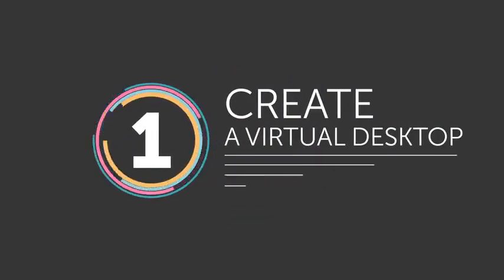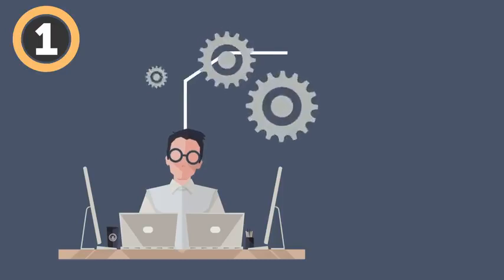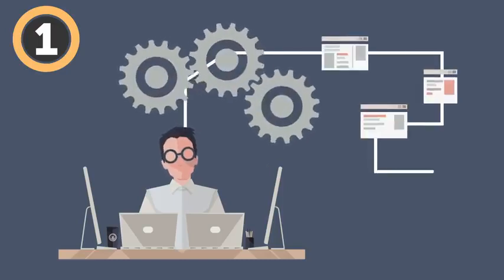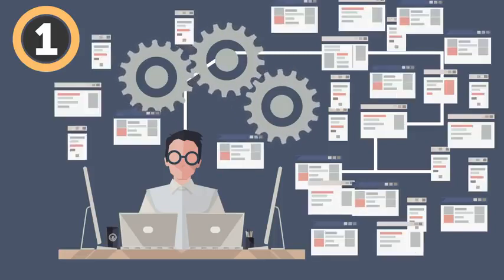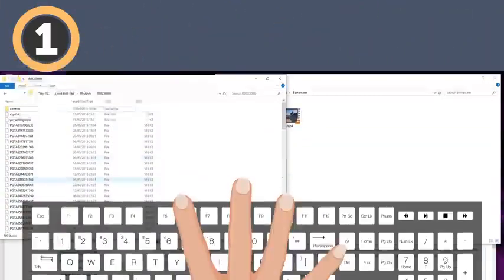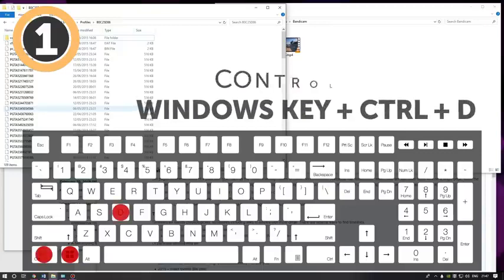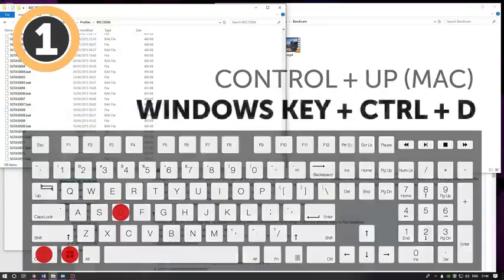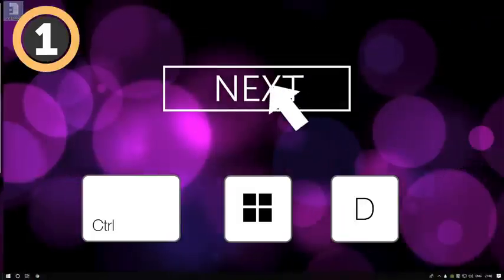Number 1. Create a virtual desktop. Imagine you're in the middle of some work project or research you've been doing all day when you need to deal with another task immediately. Opening new tabs in Windows will just slow you down and mess up your workflow. So you need a new, clean desktop. Well, just press the Windows key plus Control plus D, or Control plus Up if you use a Mac. It'll switch to a new, fresh desktop, and you're ready to go.